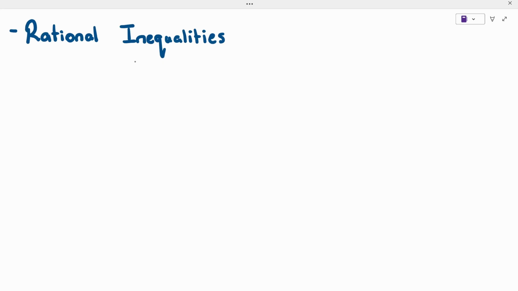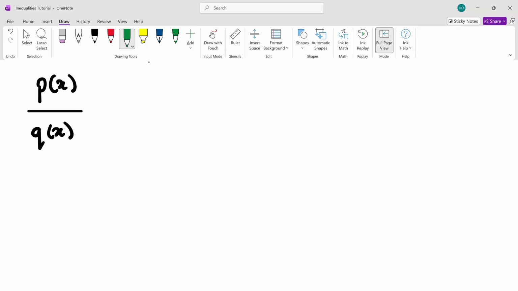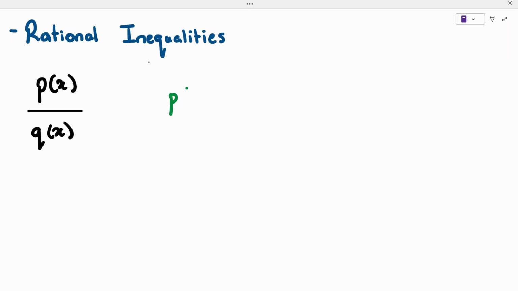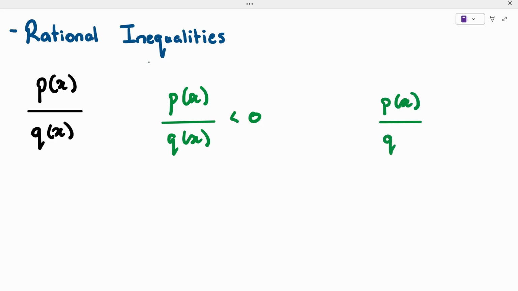So our next type of inequalities are rational inequalities. And these inequalities, of course, contain a rational expression, and that is nothing but a function in x divided by another function in x. So in the context of inequalities, we essentially have two major cases to focus on, right? Our expression p of x over q of x could be less than 0, or p of x over q of x could be greater than 0.